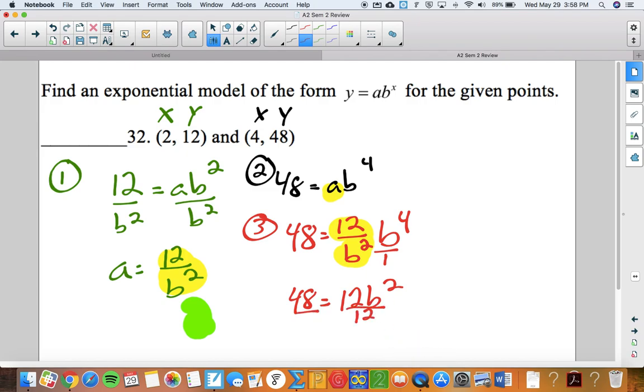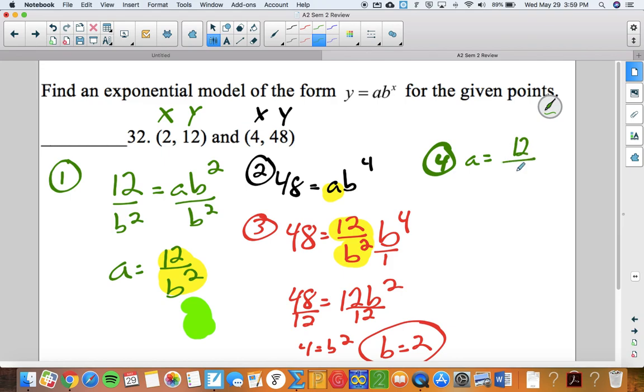Divide by 12. 4 equals b squared. So that means b equals 2. So now I can plug that into the equation of what a equals. So a equals 12 over b squared, but now I'm going to call it 2 squared, which means a equals 12 over 4, which is the same as 3. So a equals 3, I'm circling that.